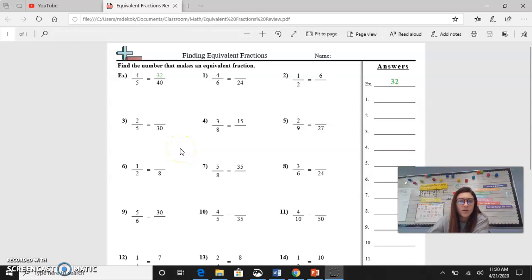Hi, fourth grade. So for your finding equivalent fractions review today, some of you might be getting stuck, so I'm going to show you how to do it.